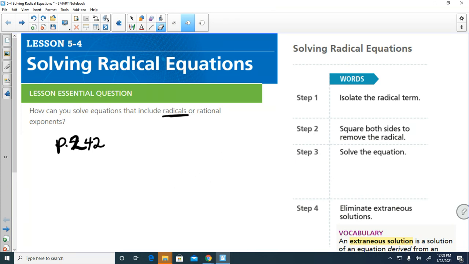All right, so I've got some steps that you're going to follow whenever you're doing this. First step is you're going to isolate the radical term. Sometimes you have one radical term, other times you don't. But we're going to start off with just one. So you'll isolate the radical term. You'll square both sides to remove the radical, solve the equation, and then you'll have to eliminate something called an extraneous solution. And those will pop up in today's lesson as well.